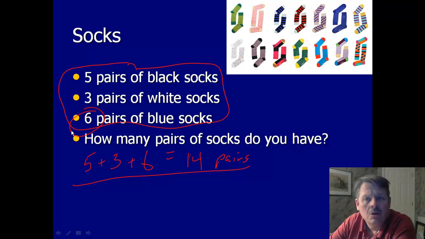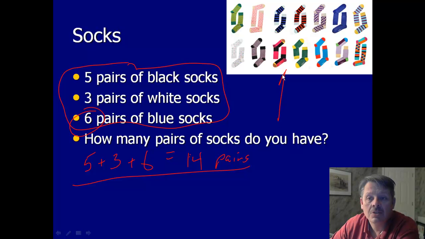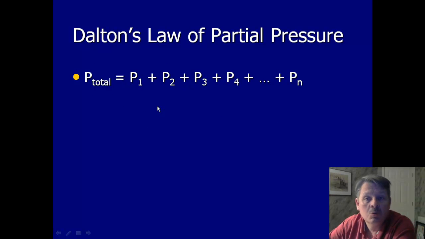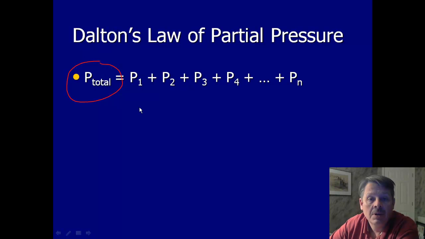That's Dalton's law of partial pressure. He says you've got a total of 14 pairs of socks over here, and you have a bunch of different colors, and you're just going to add them all up. Well, that's the same concept with pressure. He says over here you've got a total pressure, and the total pressure is made up of the pressure of the things that are in it.